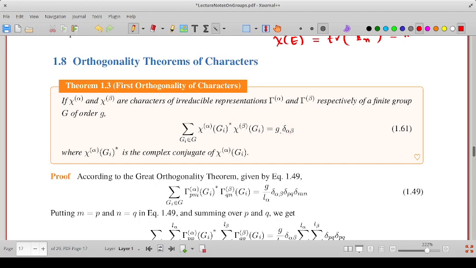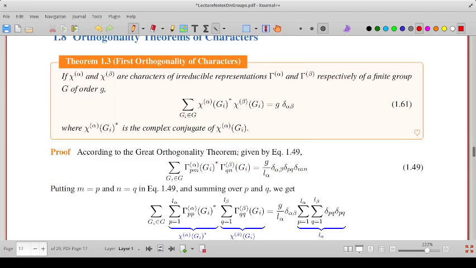So this sum will be equal to 0 if the representations are inequivalent irreducible representations. And if alpha and beta are the same, then the sum will be equal to G, the order of the group. Now, this quantity is the complex conjugate of the character of Gi in the irreducible representation gamma alpha. So, the complex conjugate of chi alpha Gi.